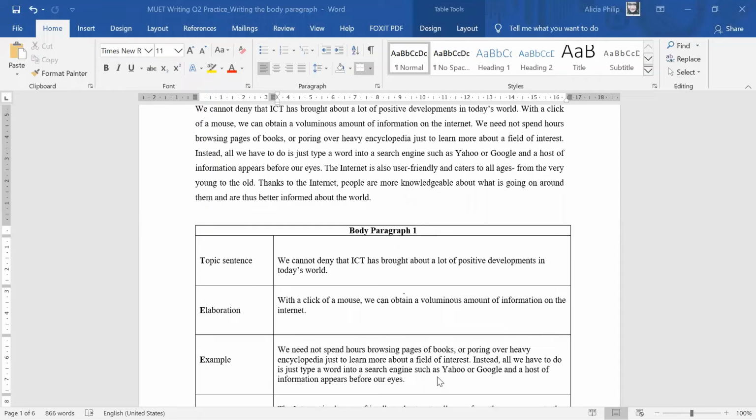That is the example. Okay, now, after example is explanation. Which part of this paragraph is the explanation? The internet is also user-friendly. You can actually highlight if you want to. Yes, that is the explanation. And finally, linking sentence is?